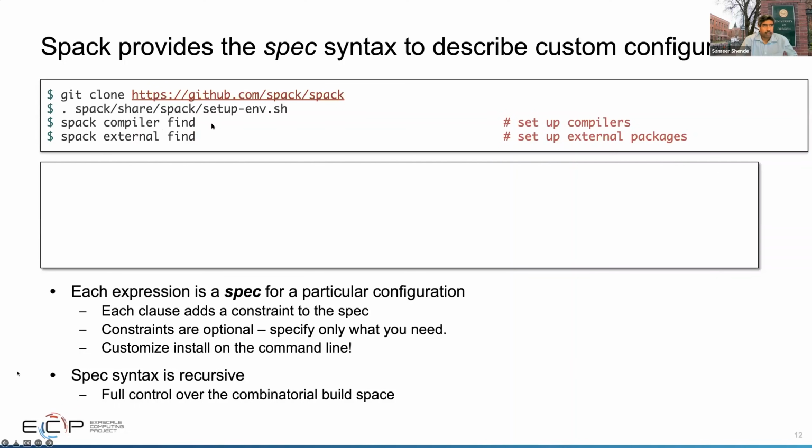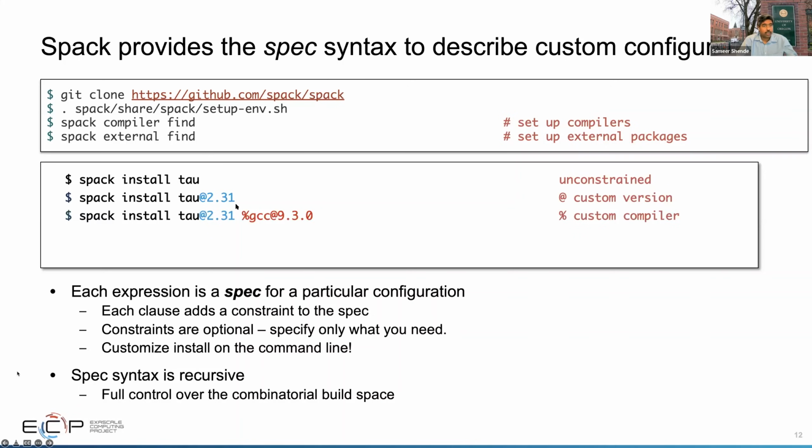I also recommend doing a spack compiler find, so it can find the compilers so that it doesn't have to install those from scratch, or external find to get packages like M4, Autoconf, which may already be installed. And then you can just install a package like this, or say, please install tau version 2.31 with the compiler version 9.30, where the @ symbol is used for the version, percentage is used for the compiler. So it understands compilers that it has found in the compiler find stage.